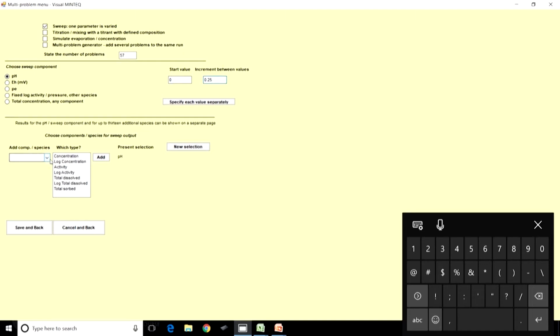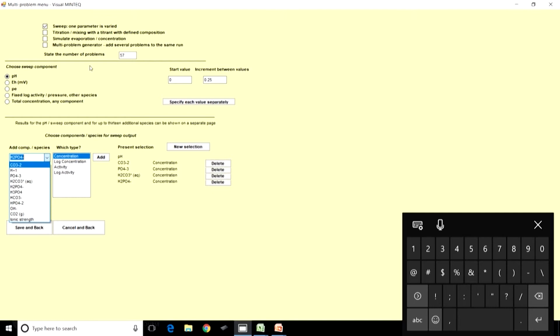And what do I need here? So, the present selection is already pH, which is going to be my x axis later on, and now I am going to choose CO3 2 minus. I am also going to choose PO4 3 minus. So, I am going to choose all the relevant conjugate acids and bases, right. So, I am just going by the relevant list that popped up here when I chose those components.